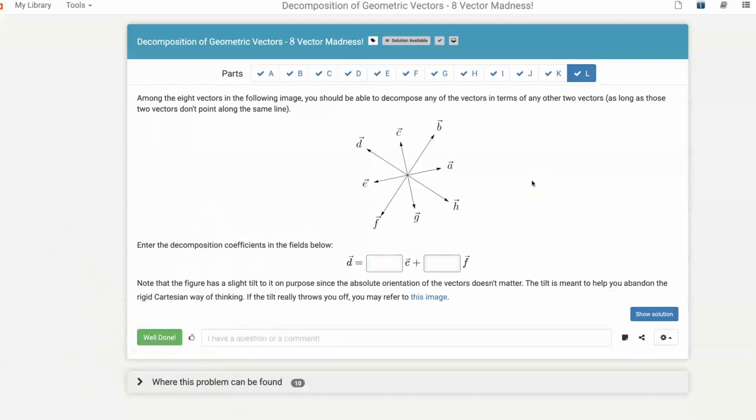And finally, L. In L, we have to express D, where is it? D, as a linear combination of C and F. I think you can kind of tell how in writing these problems, I was almost running out of ideas. And so these arrangements are beginning to repeat themselves. But in any case, D as a linear combination of C and F. And I see exactly how to get D from C and F. You have to go to F and then add C once, add C twice. So we need 2 of C and 1 of F. Go. Done.